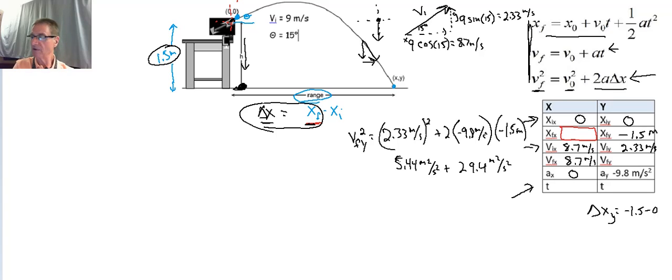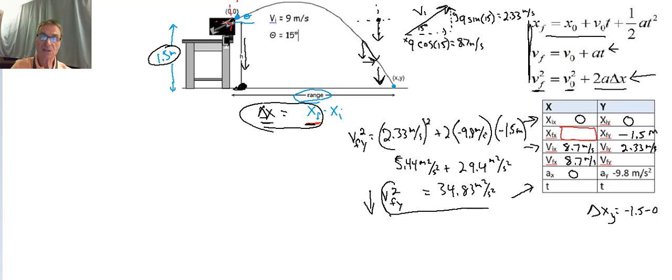All right, and when I add these two values up, I get 34.83 meters squared per second squared, which is equal to v final in the y direction squared. Now, before we actually figure this out, we have to keep in mind the direction of our final velocity. It's in the downward direction, as far as the y coordinate system is concerned. And so when I find v final, it is going to have to be negative. It's going down. Remember, we lose the sign because we've got squared terms here. We've got to keep that in mind.